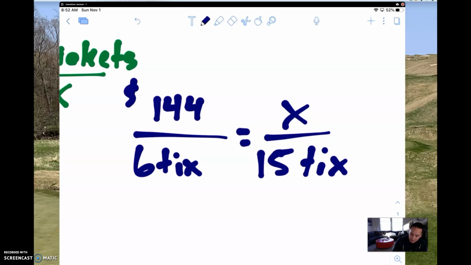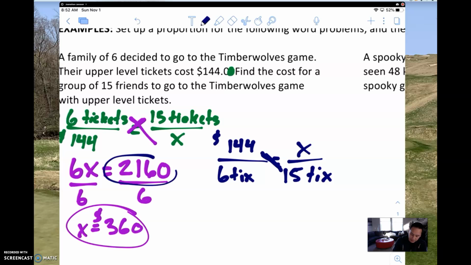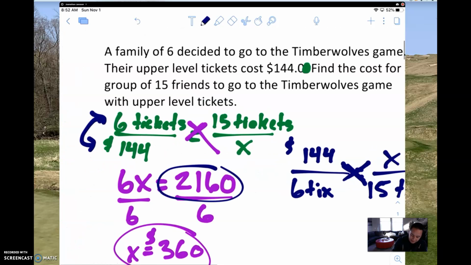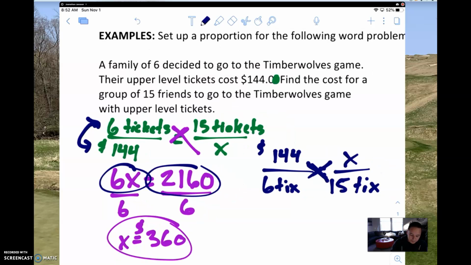If you take 144 times 15, that's just what we did here. We get 2160. If we do 6 times x, that's exactly what we have here. So you just get the exact same equation. So it doesn't matter which one you put on top, which one you put on bottom at first. As long as the units end up matching up, you're going to be fine.